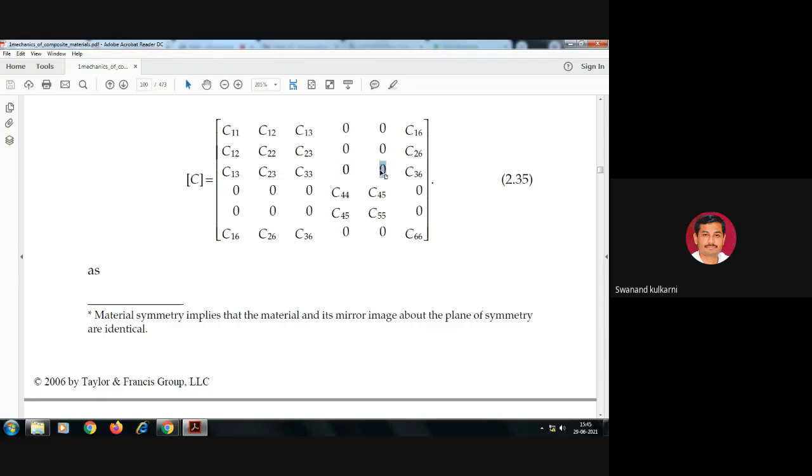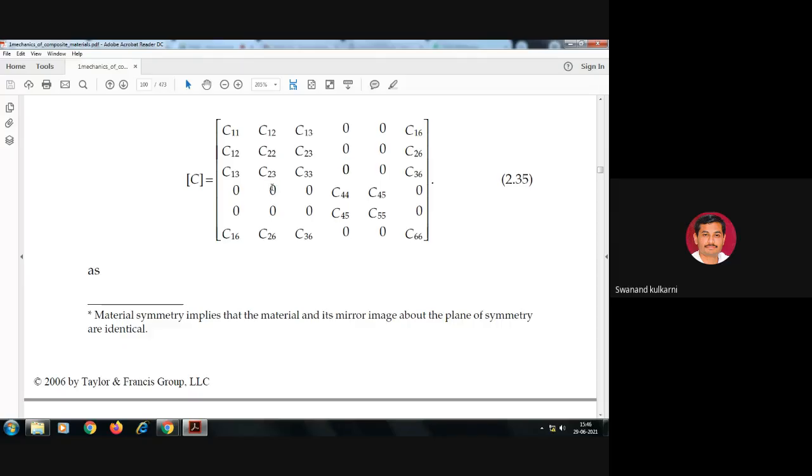C34 and C35. The same elements are repeated here also, because C14 is here, it is C41. If C14 is 0, C41 is also 0. C15 is here, then C51 is also 0, because C14 is the same as C41. Because Cij is considered to be equal to Cji. Likewise, these corresponding elements here, C24, whatever we consider here, C24 is present here also.